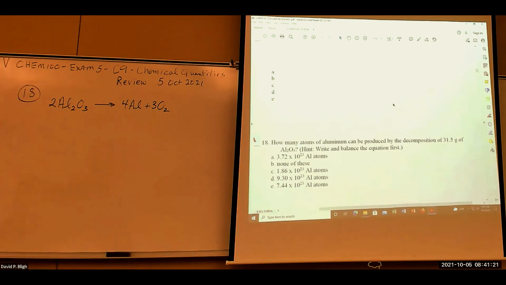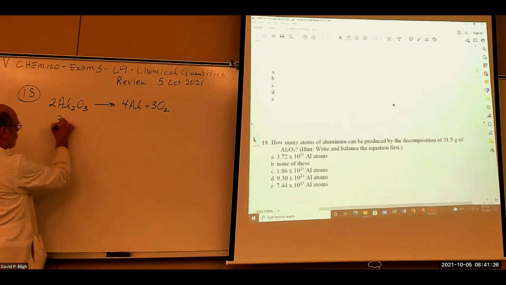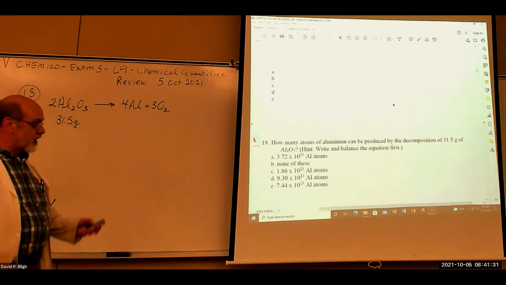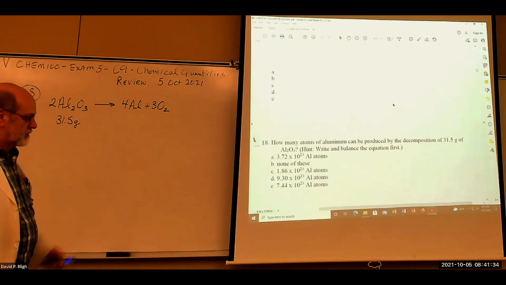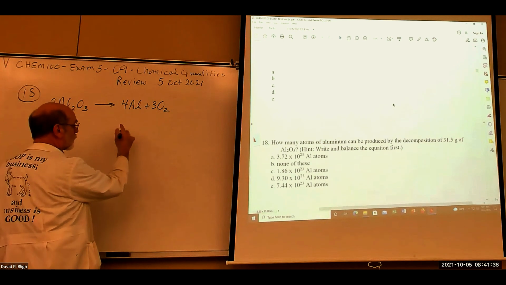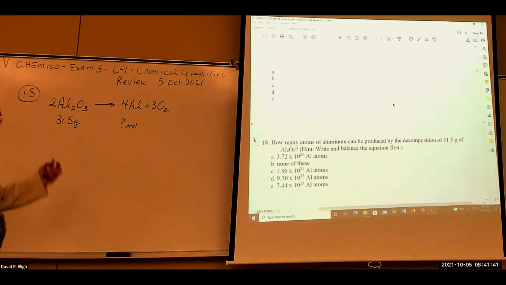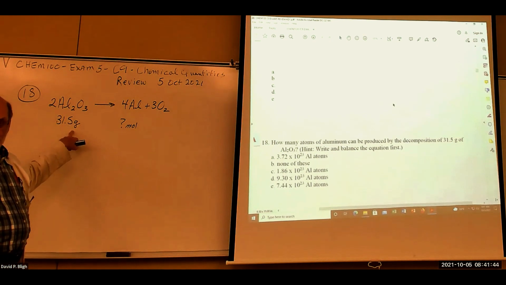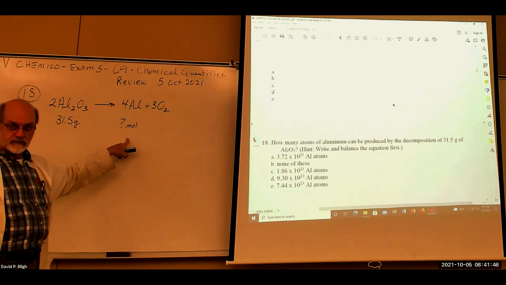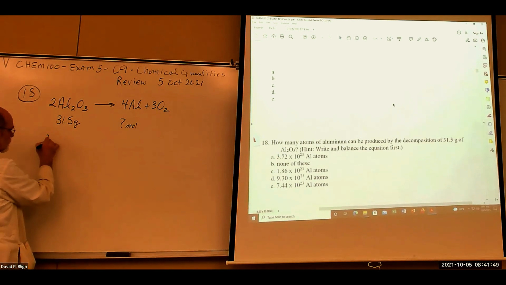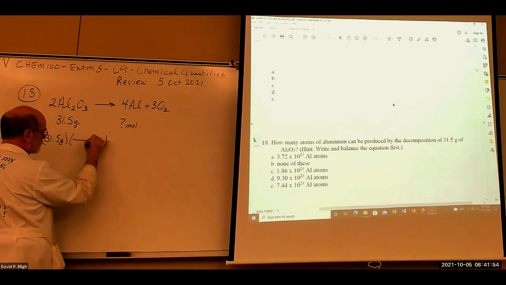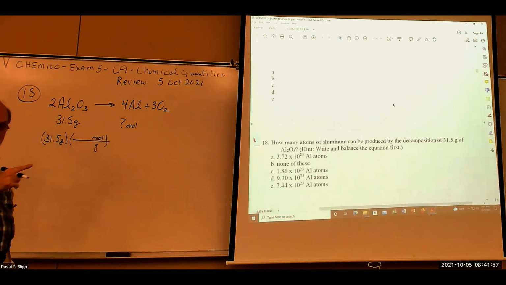Now that we have a balanced equation, we can answer the question. 31.5 grams of aluminum oxide. And the question is, how many atoms of aluminum? So first of all, we're going to need to know moles. Right? Because this has no relationship to atoms except through moles. So we need to convert this one to moles like that, which means what?